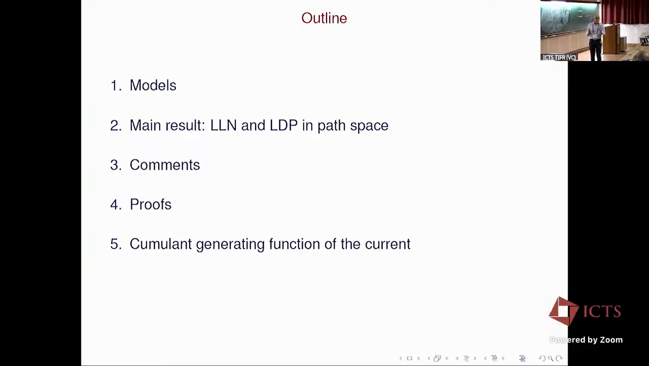So that's the plan, and I will spend almost half of my time on the first point to discuss a series of models, and I will also mention some results related to those models. And then I'll go to the main point of the talk, that is a large deviation result in path space.